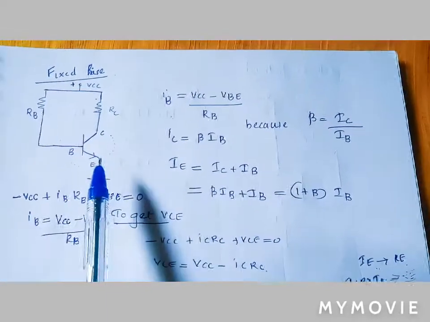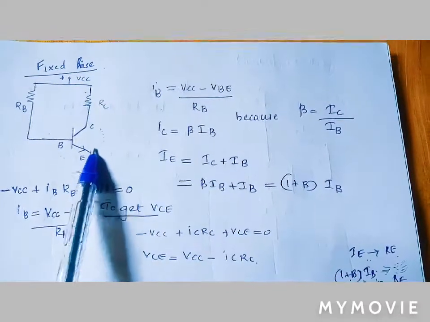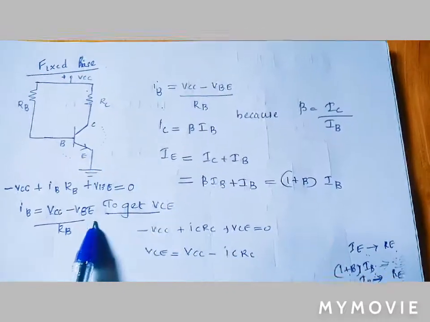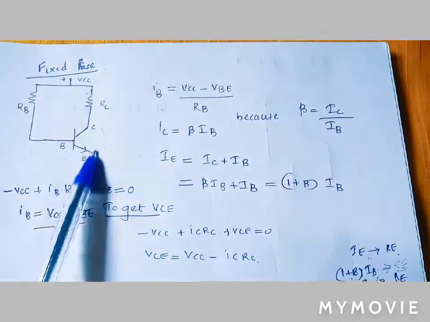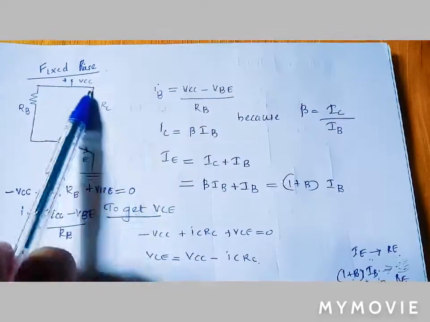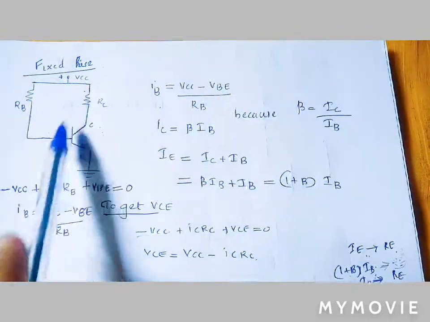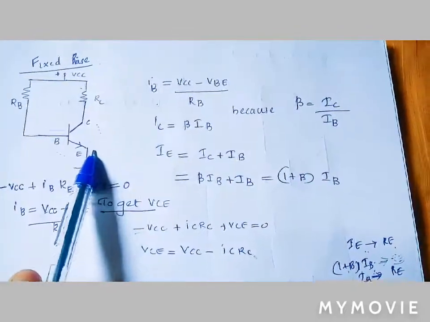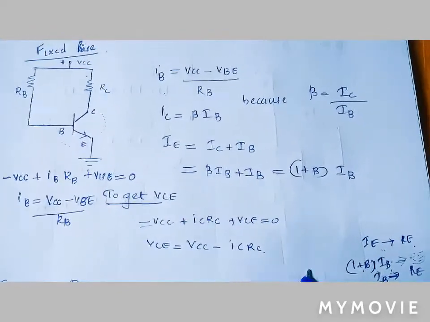After that we have to find the output voltage, that is VCE. So how to find VCE? We just apply the Kirchhoff voltage law in the output. That is minus VCC plus ICRC plus VCE is equal to 0. So VCE is equal to VCC minus ICRC.